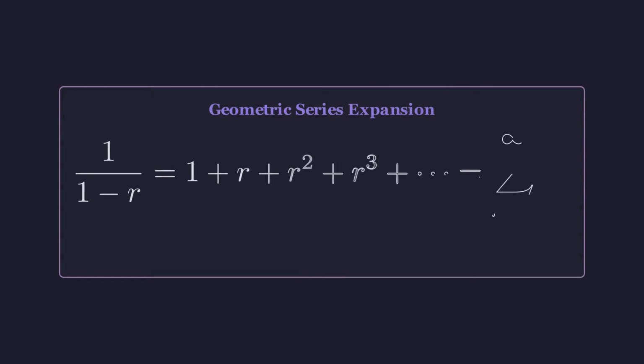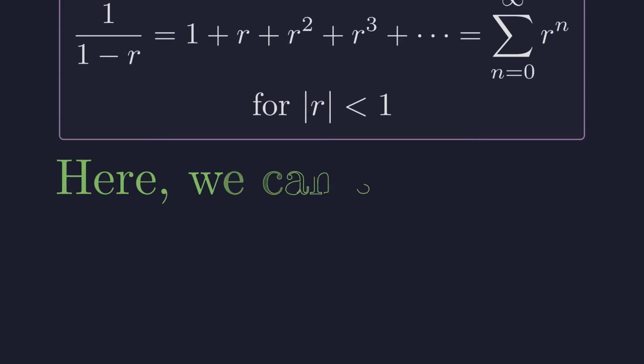Recall the formula for an infinite geometric series. 1 over the quantity 1 minus r expands into 1 plus r plus r squared plus r cubed, and so on. But this only works when the absolute value of r is strictly less than 1. In our integral, the denominator matches this pattern perfectly. We can set r equal to x times y.